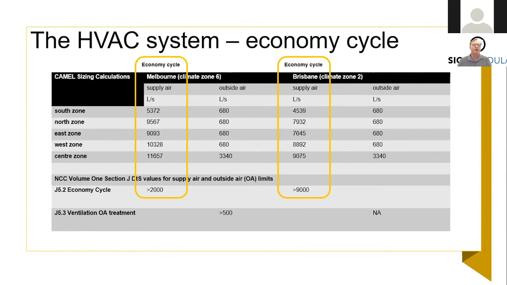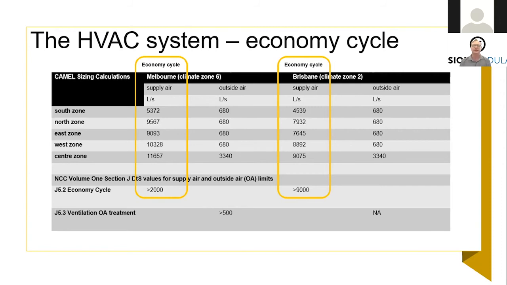Therefore, all systems or all air handling units in the office building in Melbourne would require economy cycle. However, when compared to Brisbane, the supply air rates are lower than the table requirements for economy cycle. We only require economy cycle if the units are above 9,000 litres. What you can see there in the table is that only the centre zone has more than 9,000 litres. The west zone is very, very close. It's only 100 litres off meeting the requirement.